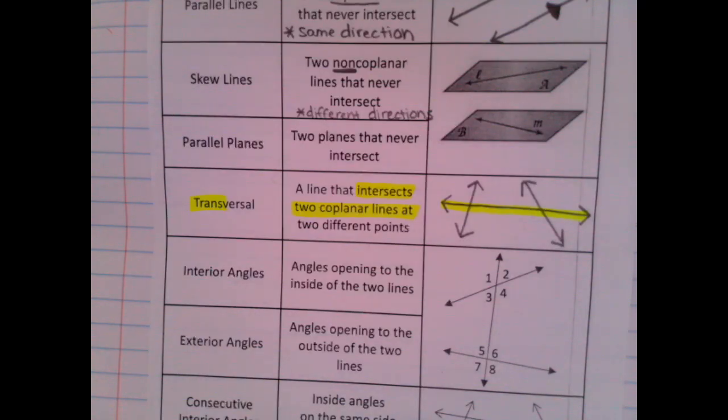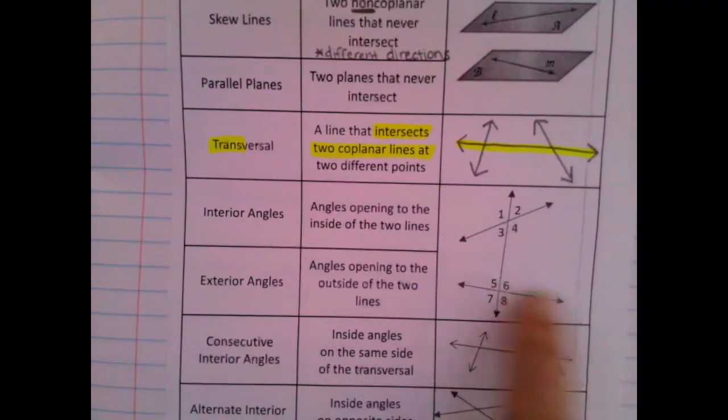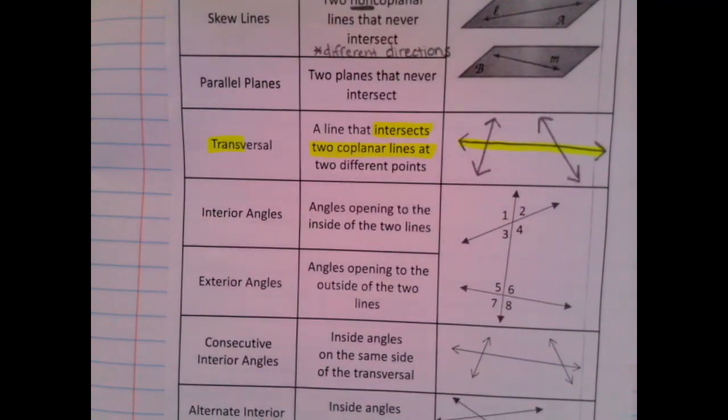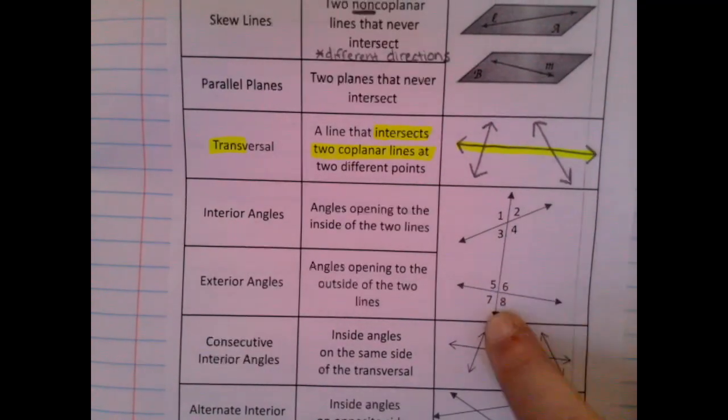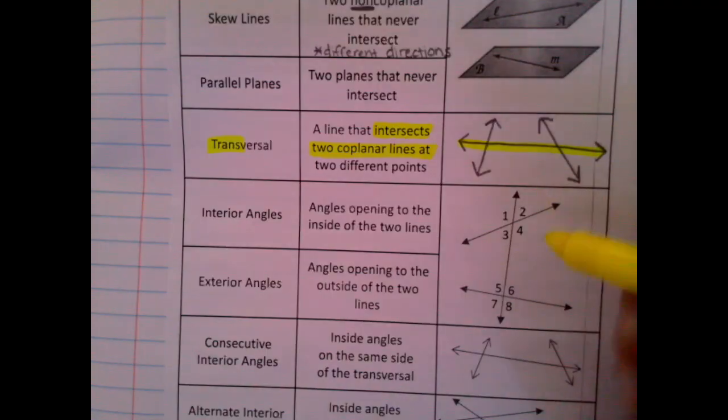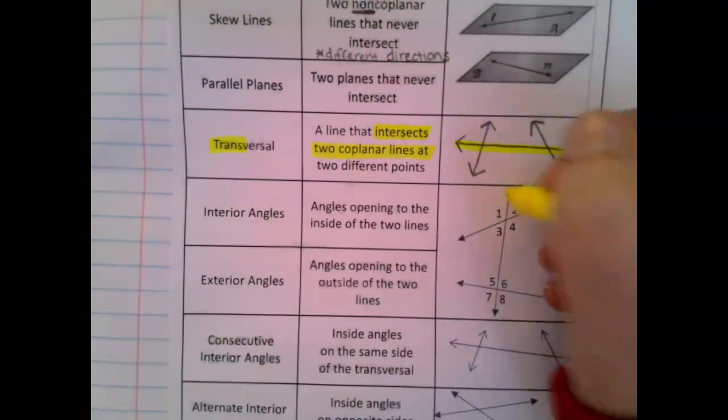All right, as we take a look at the next part here, which one is going to be our transversal line? Is it this top slanted, bottom slanted, or the one going more vertical? Yeah, that one going vertical. It's hitting both of the other lines. So this is our transversal.